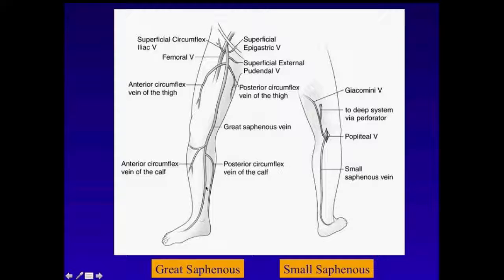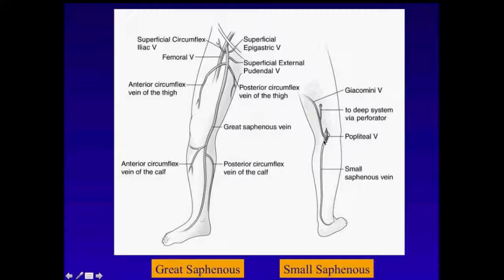The great saphenous vein on our left and the small saphenous vein system on our right. The great saphenous vein is very conspicuous in many patients in front of the medial malleolus, and then runs up the inside of the thigh to drain into the femoral vein. And it has two important tributaries in the calf and two important tributaries in the thigh, and then some tributaries up near the junction. The small saphenous vein begins along the lateral aspect of the ankle and then comes up the posterior aspect of the leg.